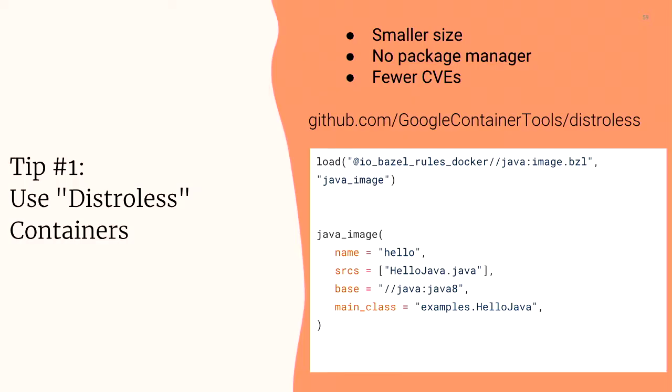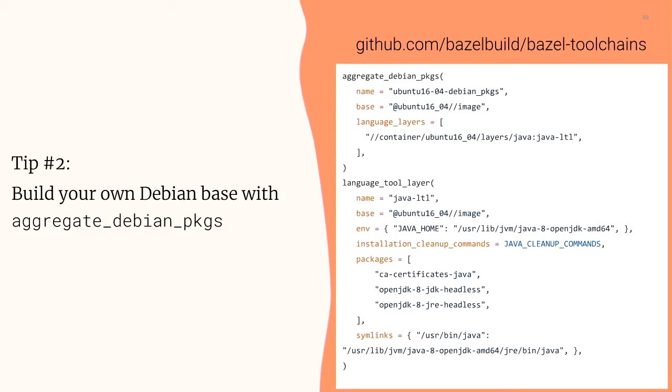And now for the tips. Many Kubernetes applications don't need a full operating system and can simply package up their direct and runtime dependencies. For Java, that's glibc, SSL, and the JVM. The distroless project provides simple base images, and Rules Docker provides rules to utilize them. But sometimes you do need a full operating system and a package manager. In that case, the aggregate Debian package rules from Bazel toolchains provides transitive Debian package resolution in a deterministic Bazel-friendly way.